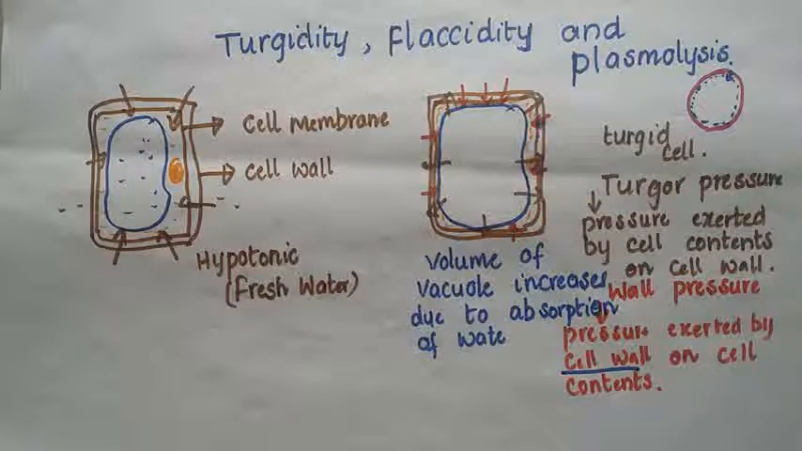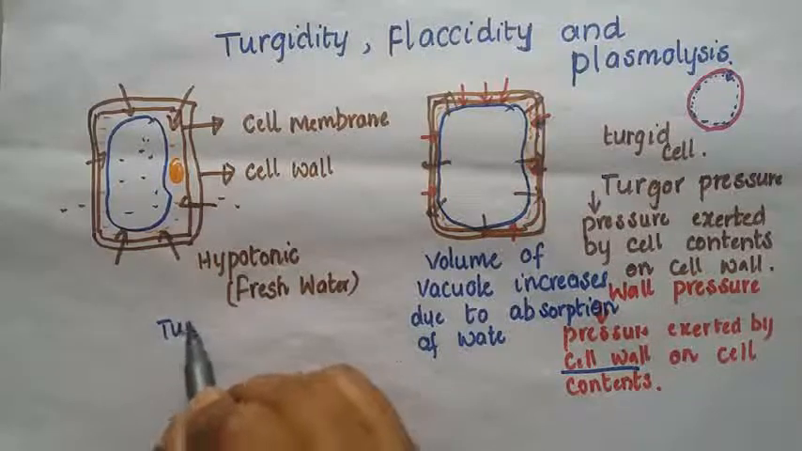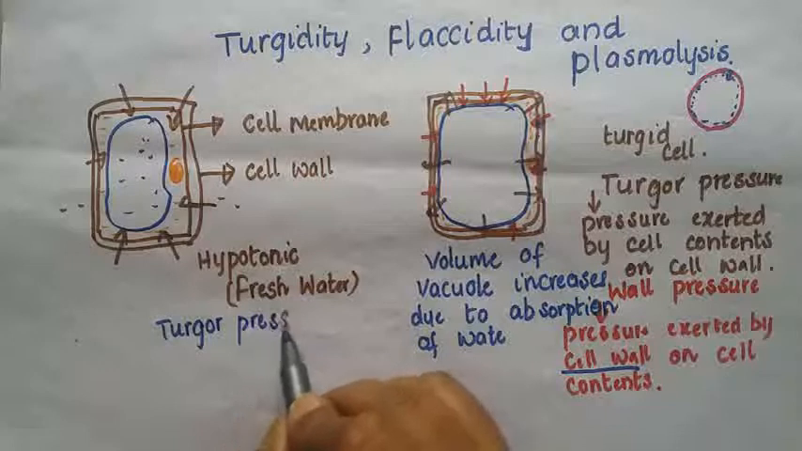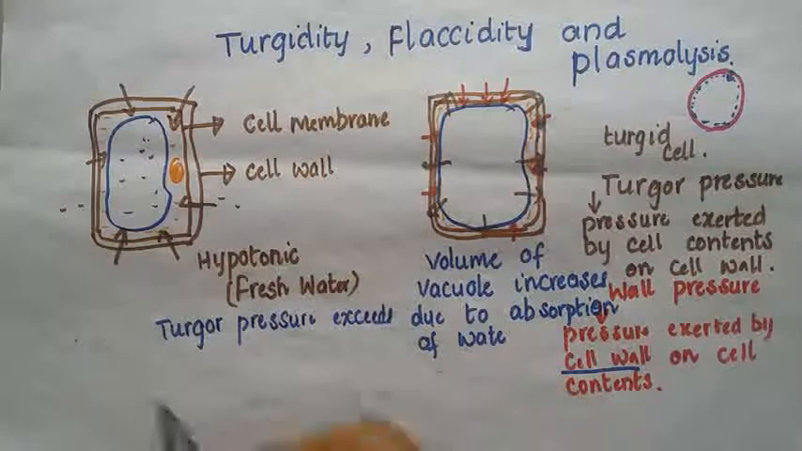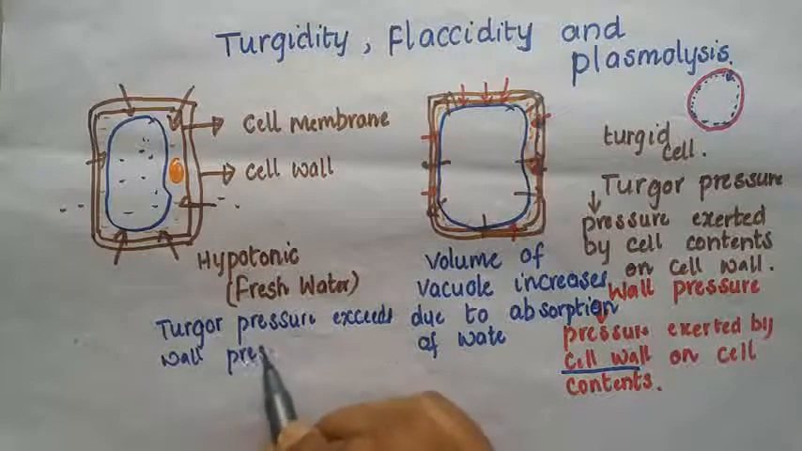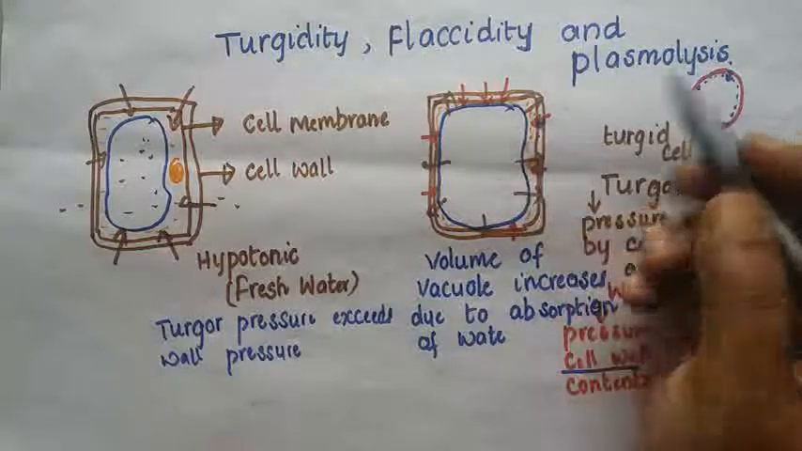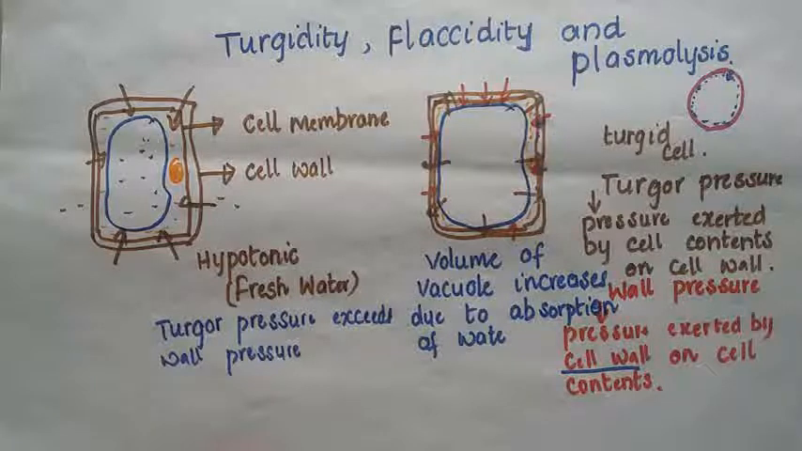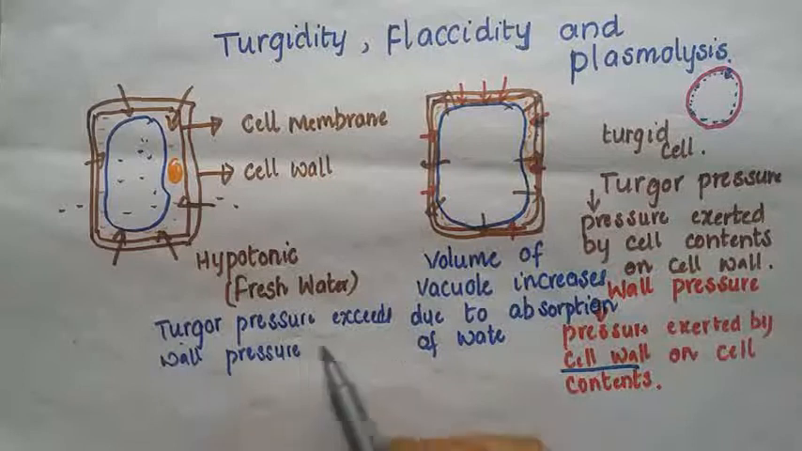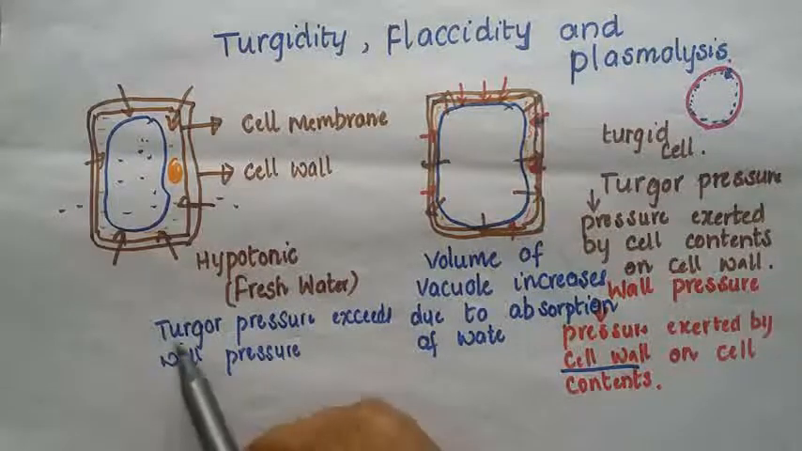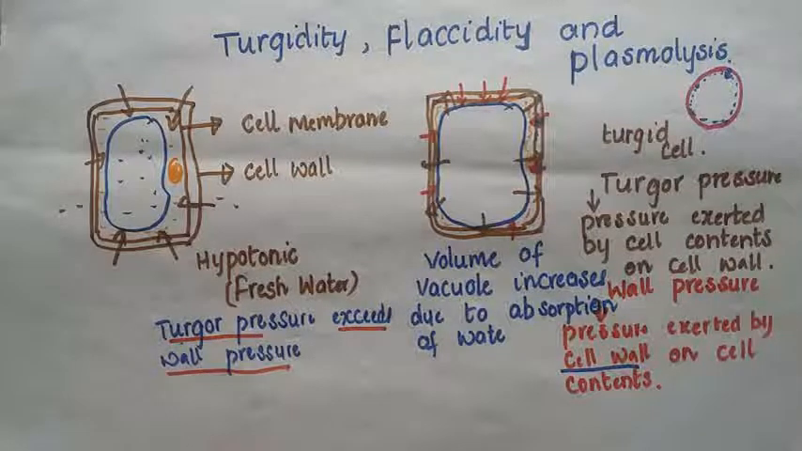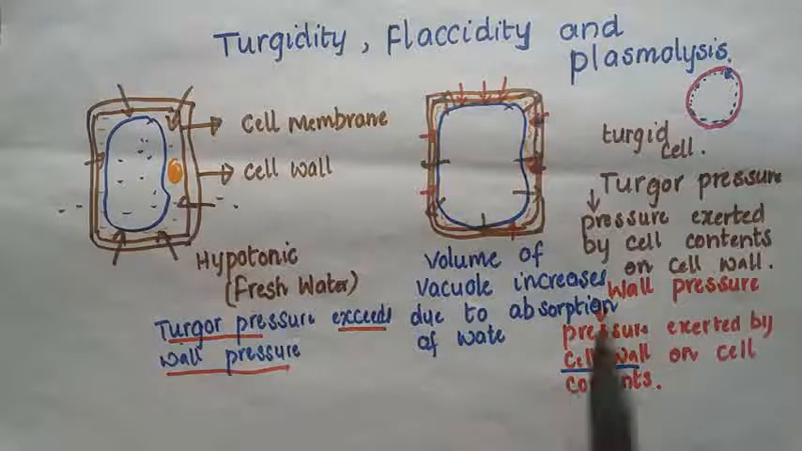There are certain conditions, especially in the winter season. Sometimes the turgor pressure exceeds the wall pressure. If the contents are exerting so much pressure on the cell wall, only in that condition will the cell wall rupture and the contents be thrown out, which can be seen in certain fruits and vegetables, especially in winter. What is the criterion? The turgor pressure is more than the wall pressure.